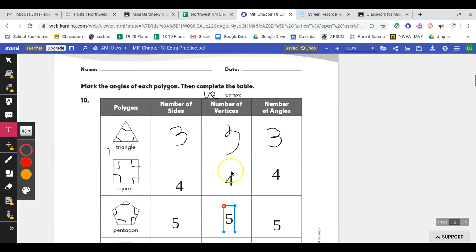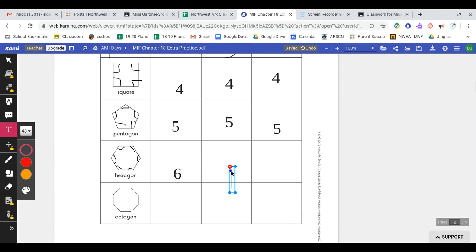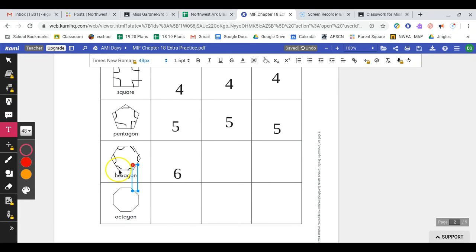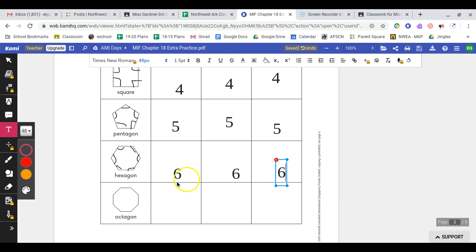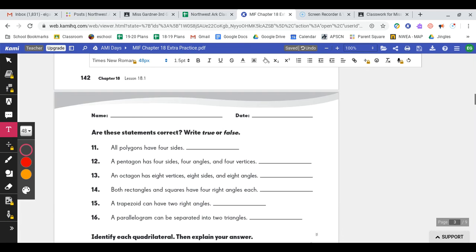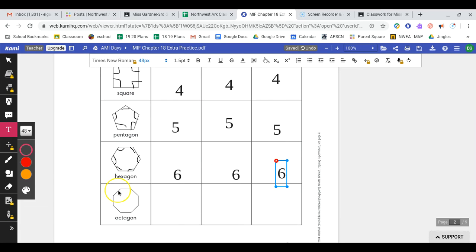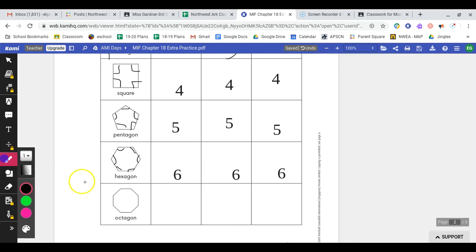This column is for our vertices. How many vertices, outside points, are there? It kind of is helpful to even point to each one. There are going to be 6 vertices. And how many angles on the inside? You can count up. 6. Okay. And then we'll go ahead and do the octagon as well.